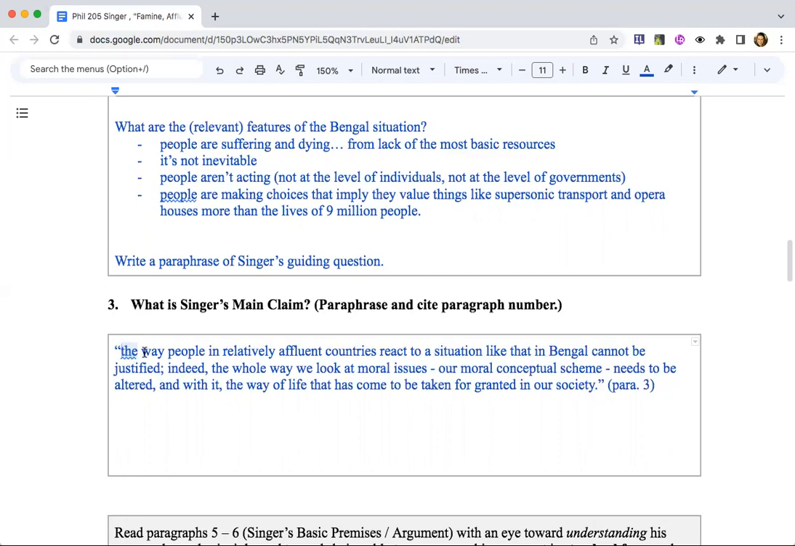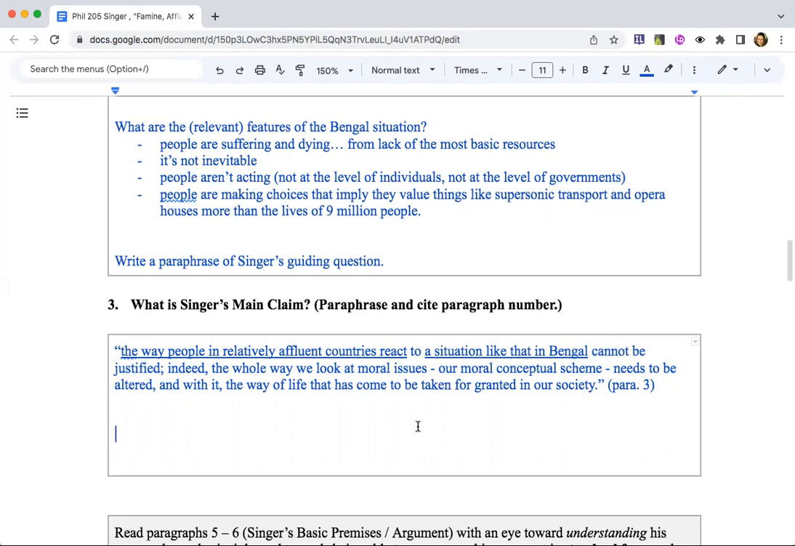The quoted version is this: the way people in relatively affluent countries react to a situation like that. What is the way they react? Again, we're referring to something that was illustrated in a case study. When we grab a quote, the reader doesn't know what the quote is referring to, and so you have to fill that in. And the situation like that in Bengal, we're referring to the thing illustrated in paragraph 1. When you pull the quote out of its context, you have to make sure that context is still understandable to the reader when you quote or paraphrase. Cannot be justified. Indeed, the whole way we look at moral issues needs to be altered.